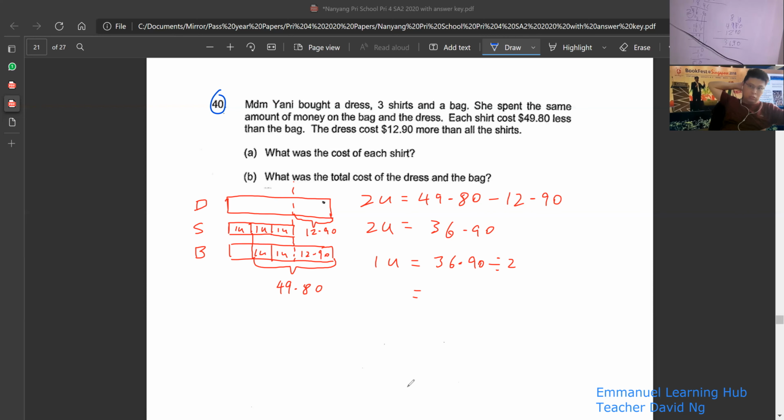Okay. What's the answer? $18.45. Yes. So that's the cost of one shirt. Agree? Yeah. You agree, right? That's the cost of one shirt. So what's the total cost of the dress and the bag?